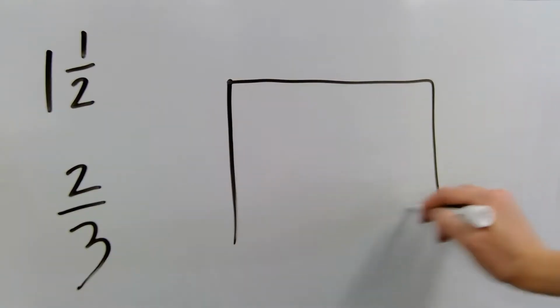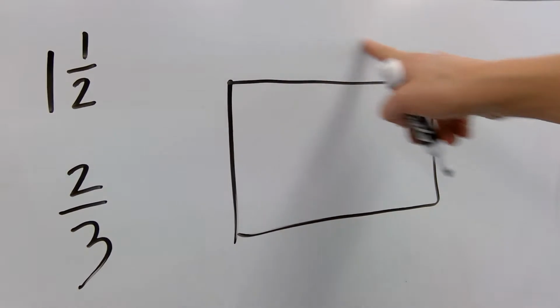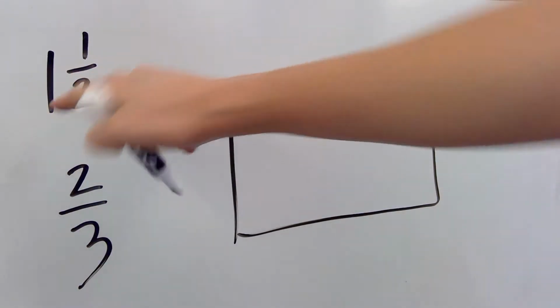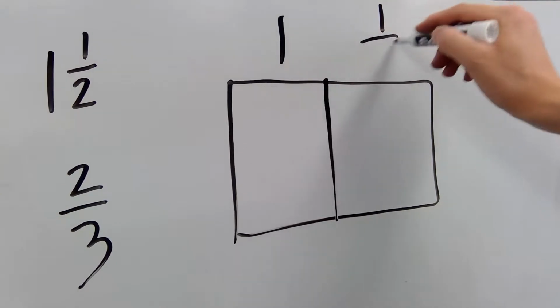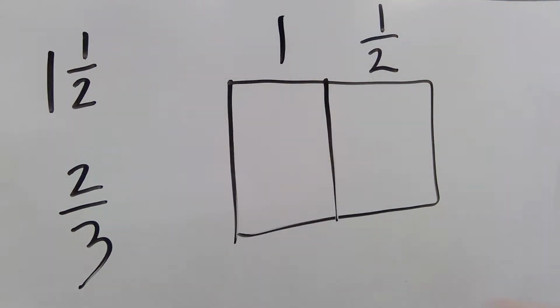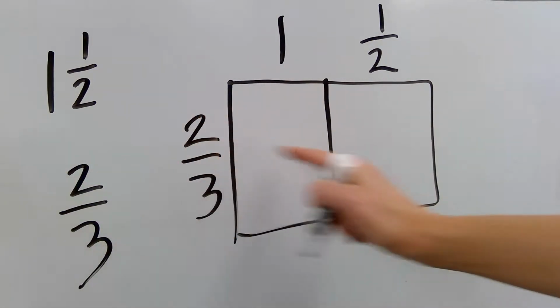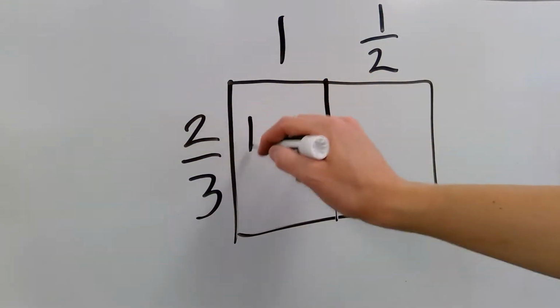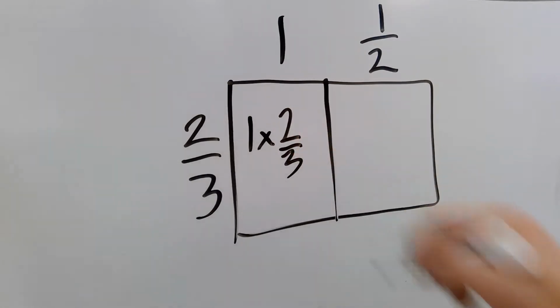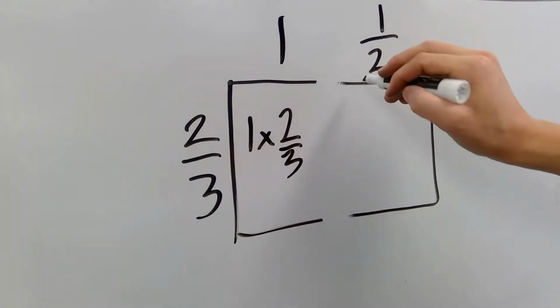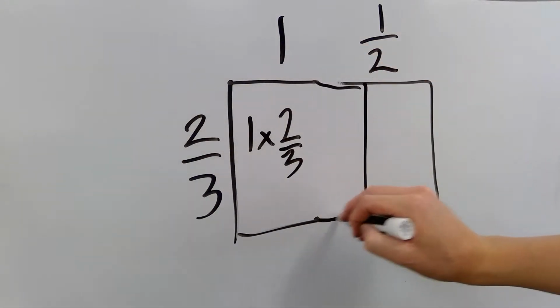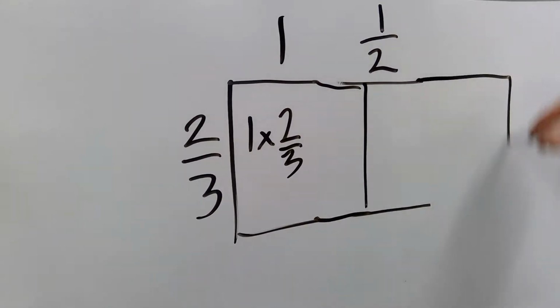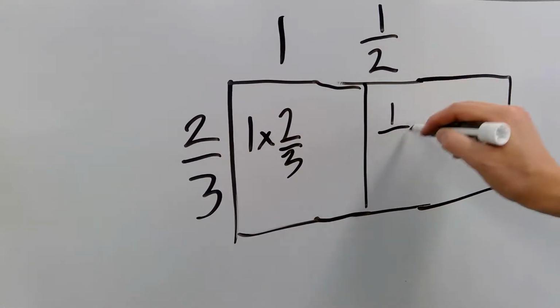I'm going to set up my area model. And I'm going to choose to put 1 1/2 on the top, so I need to split it into its two parts, the whole number and the fraction. And then 2/3 only has one part, the fraction, so I don't need to split that, and I'm going to put it on the side. Now I'm going to take and multiply 1 times 2/3. Let me give myself a little bit more space to work with here. And then I'm going to multiply 1/2 times 2/3.